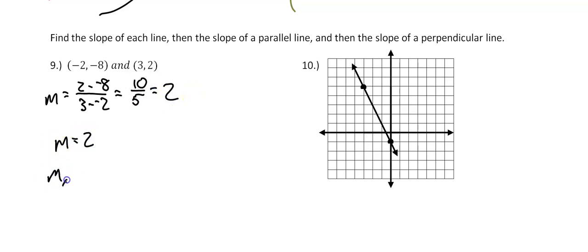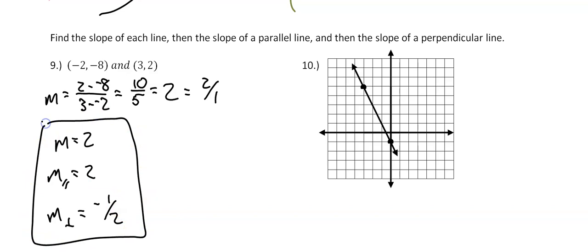The parallel line, remember parallel lines have the same slope, so the slope of the parallel line would also be 2. And then the perpendicular line has to be the opposite reciprocal. So if you think of this guy as 2 over 1, that's a positive 2 over 1. Opposite means change the sign. Reciprocal means flip the fraction. So opposite reciprocal means change the sign and flip the fraction. So instead of positive 2 over 1, it's negative 1 over 2. I change the sign and flip it. Okay? And that's how I deal with parallel versus perpendicular lines.